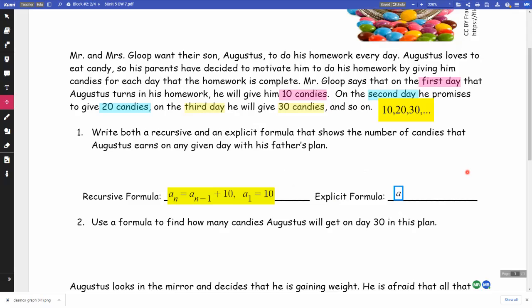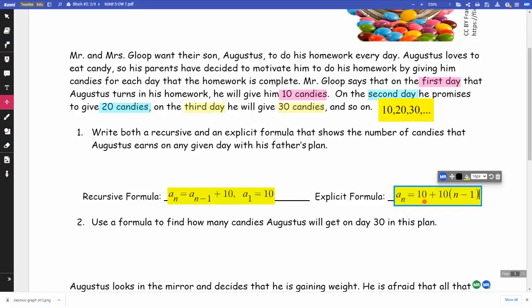So I start again: a sub n. And here, I'm just going to highlight it again so we can see where I am. Okay. And then equals, and I'm going to start with the 10. Since I'm starting with 10, which is not my day 0, it's my day 1, I'm adding 10 candies every day times n minus 1. N minus 1 because it is day 1, not day 0.